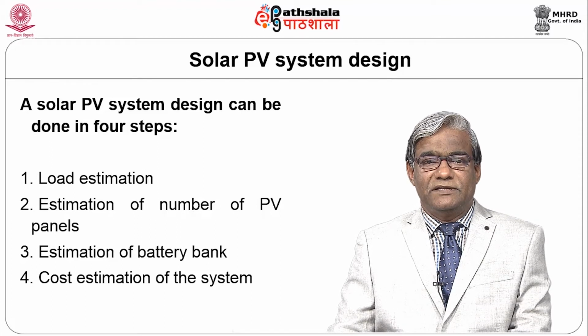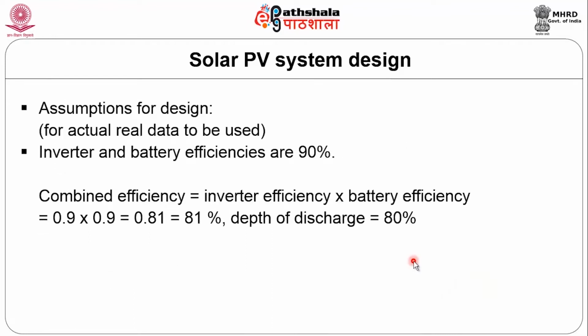Before we install the solar PV system at home or commercial buildings or for the power plant, we have to follow all these steps while doing the solar PV system design. And assumptions for design, actual real data to be used. Inverter and battery efficiencies are 90%.